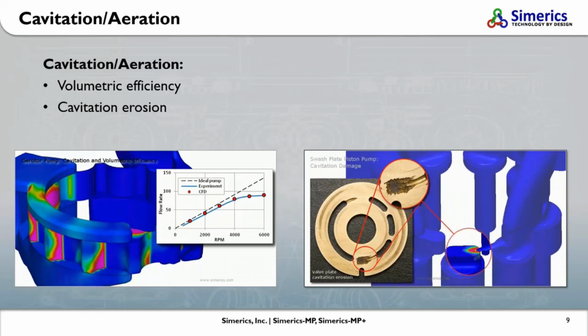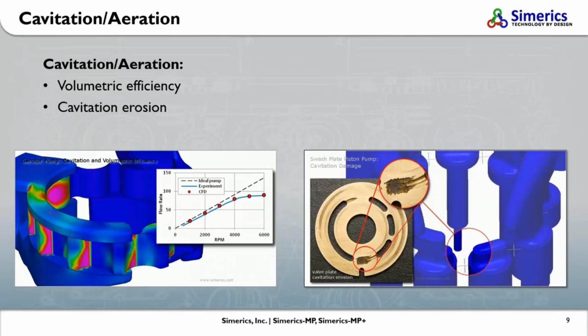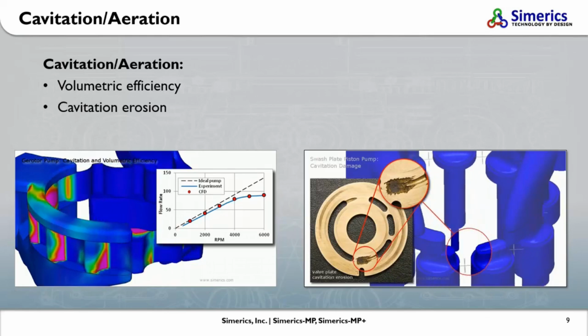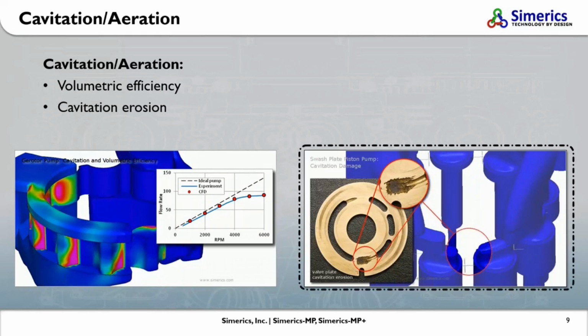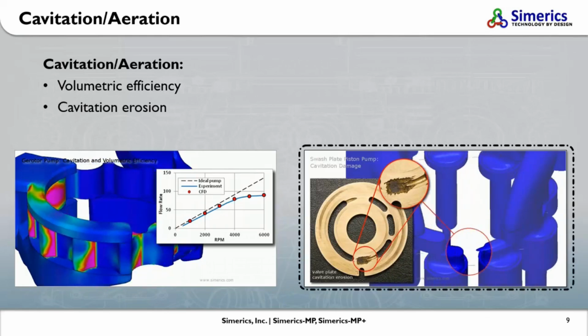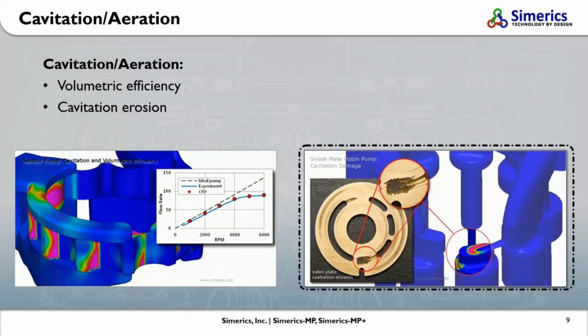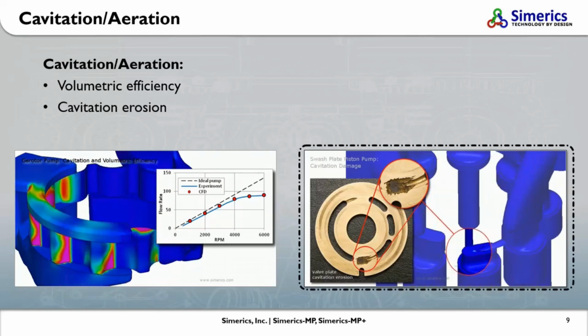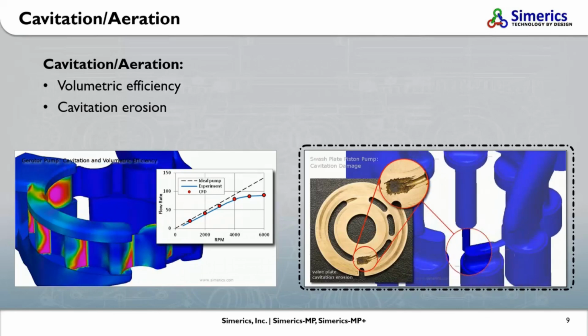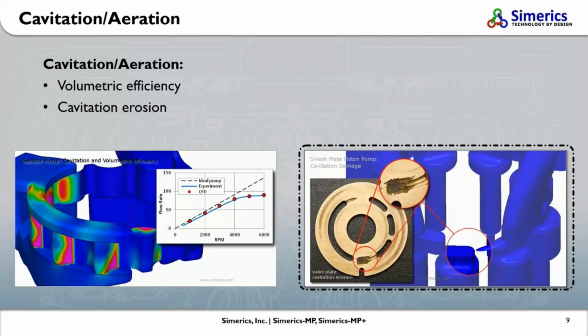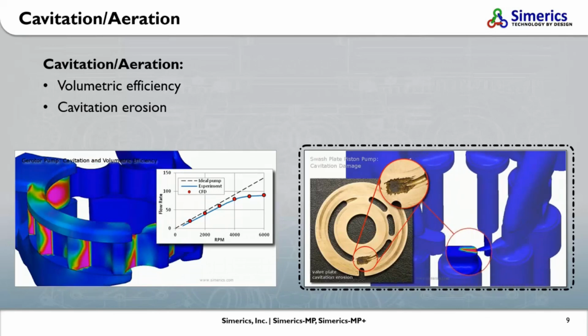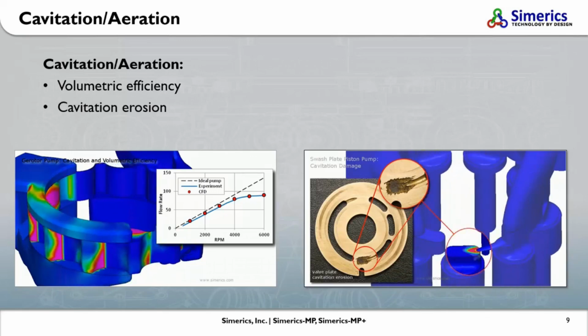The other important cavitation-based analysis is that of cavitation erosion. In the right-hand image, we see the formation of bubbles caused by heavy cavitation near the valve plate. These bubbles can cause massive structural damage over time as they collapse. This phenomenon was fully captured in Cimerix MP Plus and proven accurate when compared to hardware testing.